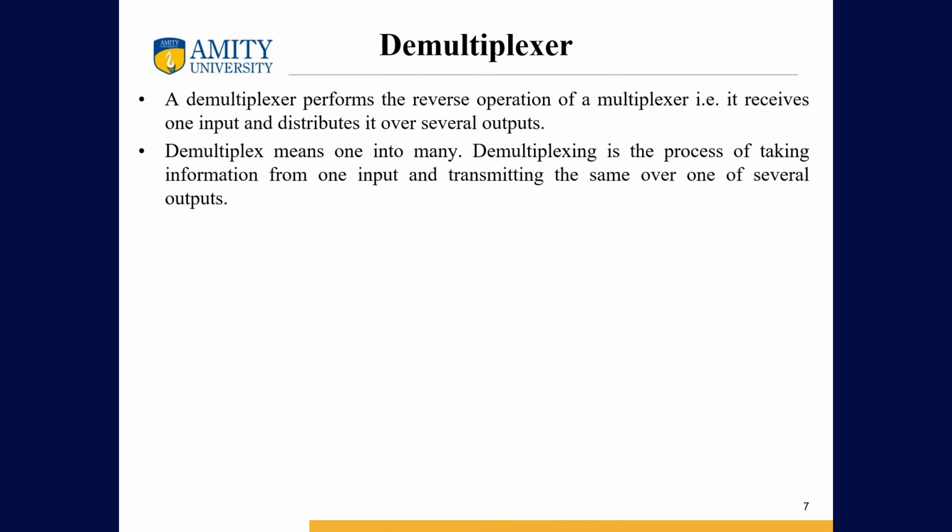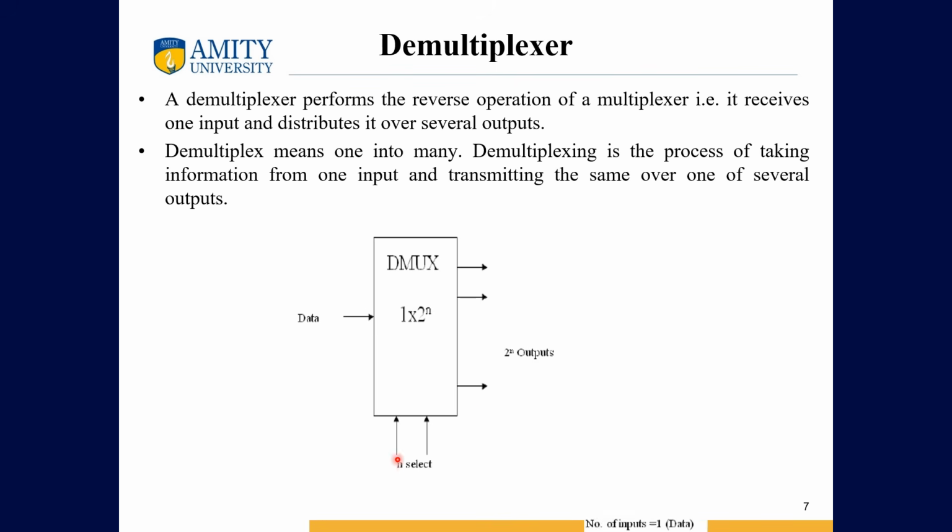Now a demultiplexer, similar to encoders and decoders, is the opposite of a multiplexer. It is a reverse operation of a multiplexer, so it receives one input and gives 2 power n outputs. A demultiplexer means one to many. It is the process of taking information from one input and transmitting it over one of several outputs. Again, data is 1, but 2 power n outputs gives you n selection lines.